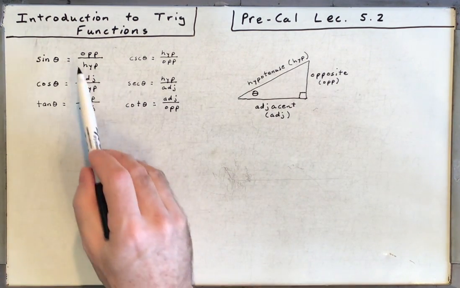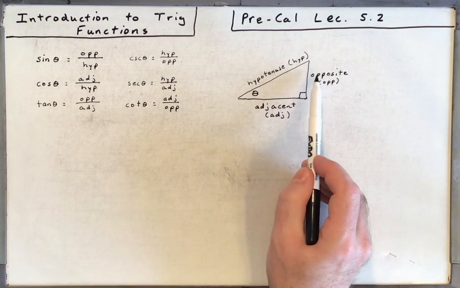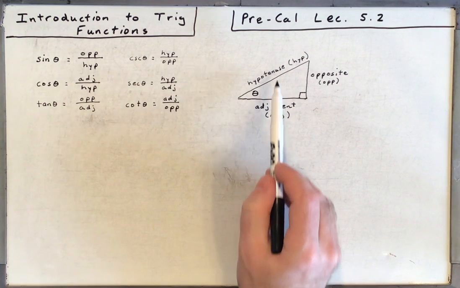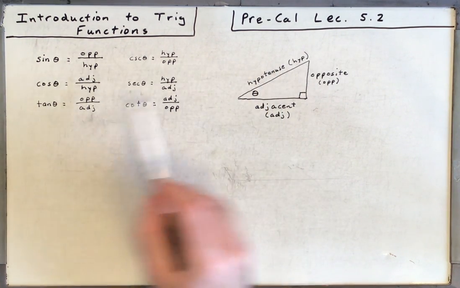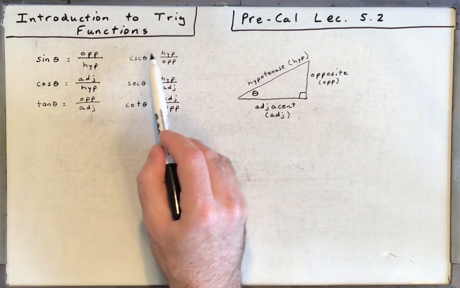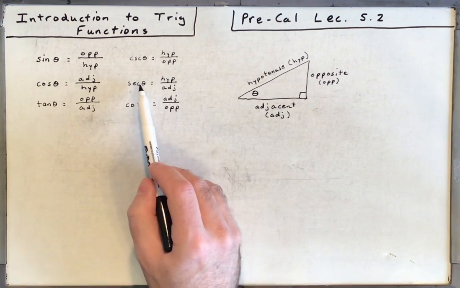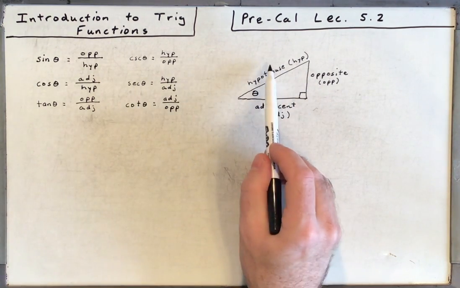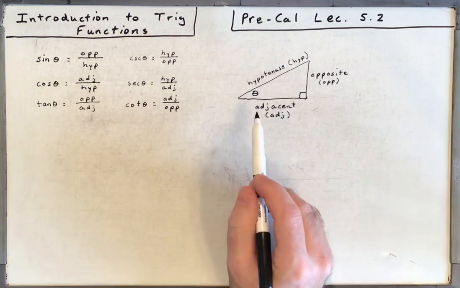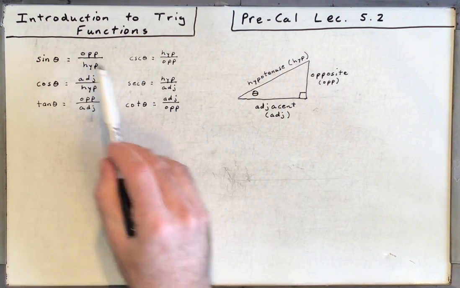So sine is defined this way: the sine of angle theta is the opposite over the hypotenuse. The cosine is the adjacent over the hypotenuse. Tangent is opposite over adjacent. And then you flip those. Cosecant, you flip sine: hypotenuse over opposite. Secant is hypotenuse over adjacent, and cotangent is adjacent over opposite. So it's just the reciprocal. You take whatever that fraction is for sine and you flip it.